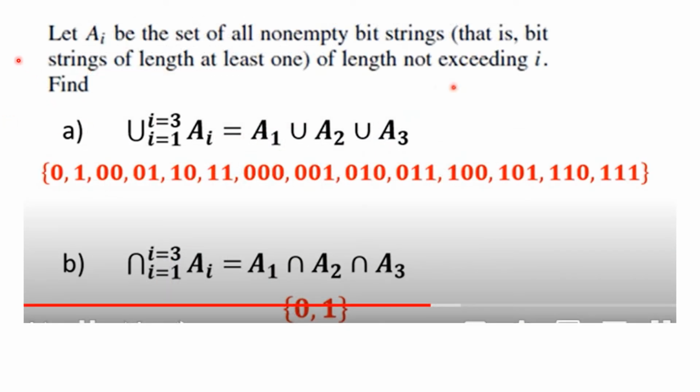The next problem dealt with strings. Let A sub i be the set of all non-empty bit streams, so they have length of at least 1 and not exceeding i, and i is 1, 2, and 3, as you can see here. So what is the union of the A sub i's? Well, here's a distinct list of the union of the A sub i's. You also could have described this as A3 because they're nested. A3 contains all of A1 and A2. And the intersection, which would be this set of bit streams, would be A1. And so either you can have the explicit answer or call this one A1 and this one A3.